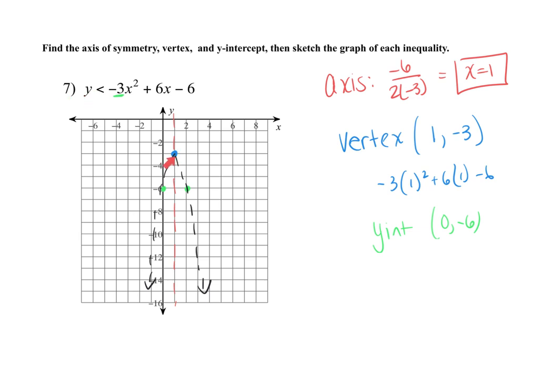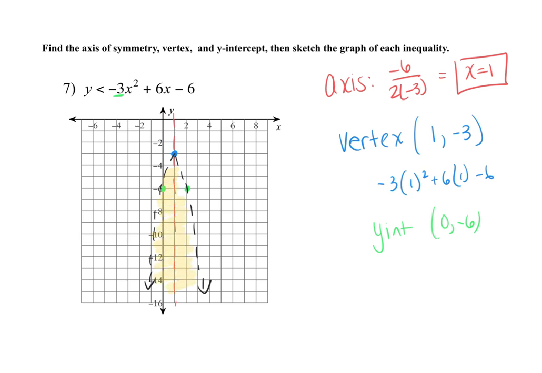So typically I just go to my vertex. Which side of this would make it less than the vertex? Well, inside is less than the vertex, right? On the outside, I'm greater than that line. I can also go to my y-intercept. Which side is less than that y-intercept? Well, it goes down in here, so it's inside the graph. So when I shade this, I'm going to shade inside that parabola.